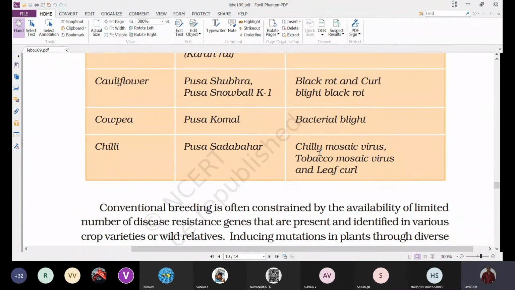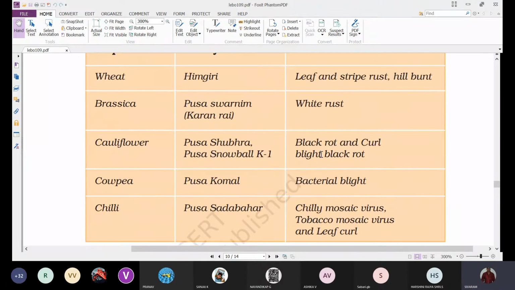Okay, all the different varieties of crop plants which were developed as a result of conventional plant breeding against certain diseases. Okay, this table is very important. You have to be very thorough with this table. They will give you this table missing either the type of the crop, or the crop variety, or the disease.